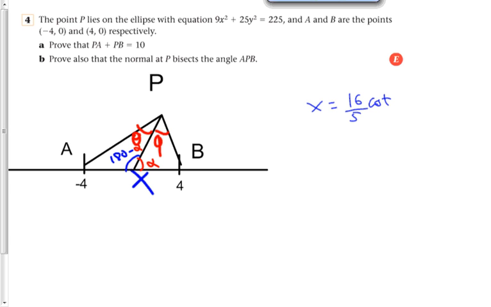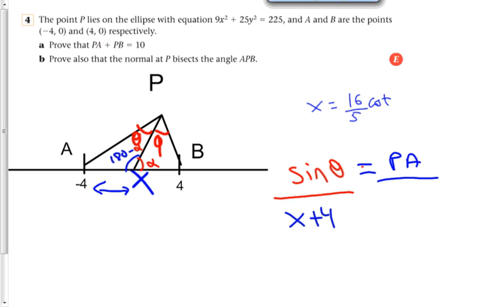If we consider what sine theta has to be, let's use the sine rule. Sine theta over this distance here, A to X. What is that distance? How do I work out that distance? X plus 4 has to equal, let's call it PA, all over, sorry, wrong way around, sine of 180 minus alpha all over PA. Is that correct?